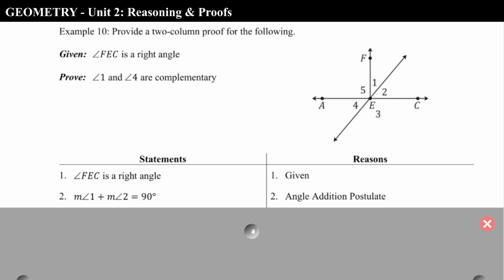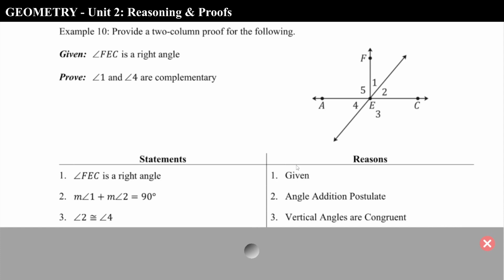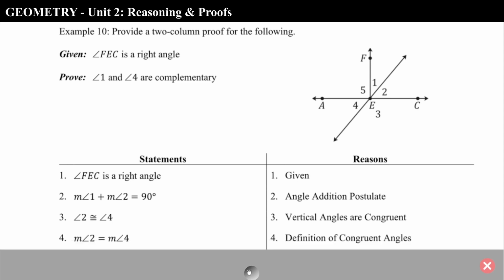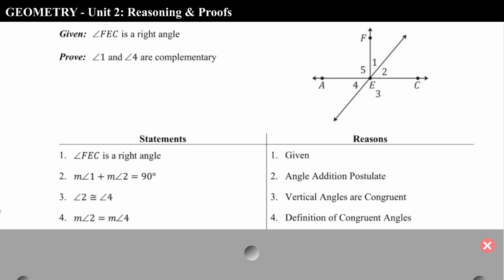Okay? Then angle 2 is congruent to angle 4 because we know that they are vertical angles. That is what we just see here because we want to get to angle 4 somehow. So we find some sort of relationship that involves angle 4, and that is that 2 and 4 are vertical, so therefore they are congruent. If angle 2 and angle 4 are congruent, then their measures must be the same. That comes from the definition of congruent angles.